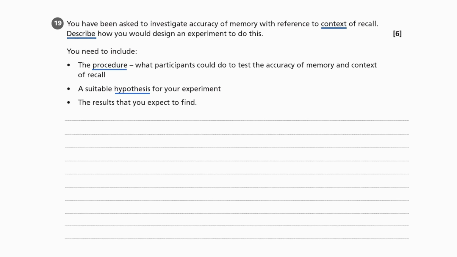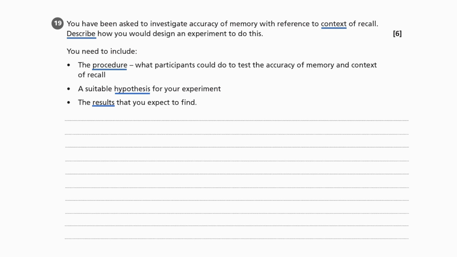And the third thing is the results that you would expect to find. So in there, you need to explain what you would expect to find based on your knowledge of context. So changing context leads to a less accurate amount of memories, whereas if you keep the same context, then the accuracy of memory will be more. Now if you want, you can literally just copy one of the psychologist research studies that you've learned in class on context, or you can completely design your own experiment as long as it's on context.